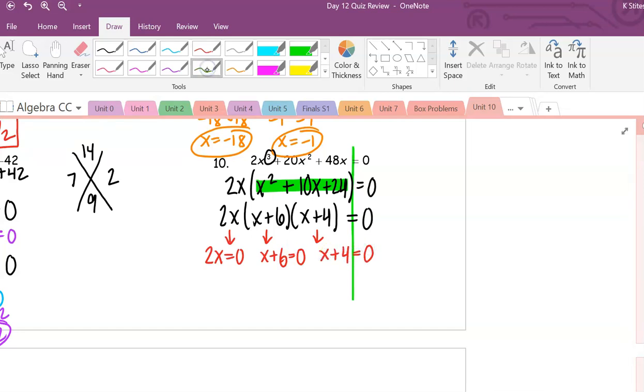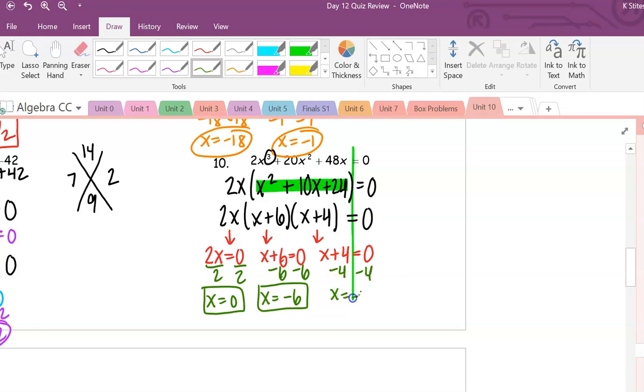And now we'll go ahead and solve. Divide by 2, divide by 2. Subtract 6, subtract 6. And subtract 4, subtract 4. So 3 different solutions: 0, negative 6, and negative 4.